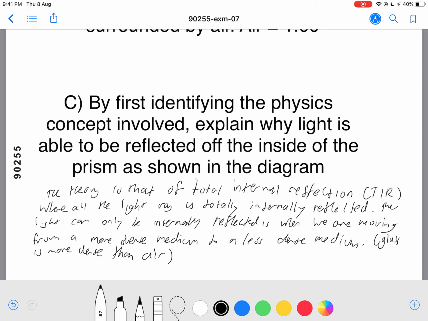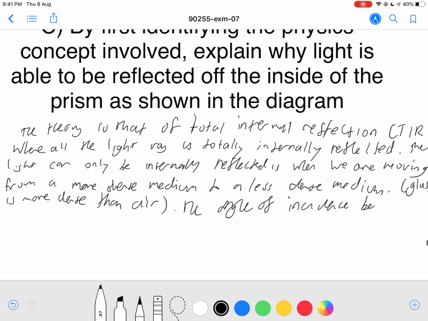The angle of incidence must always be larger than our critical angle. So you can say angle of incidence must be greater than critical angle. You can give a little description of what the critical angle is, but it's not really necessary.